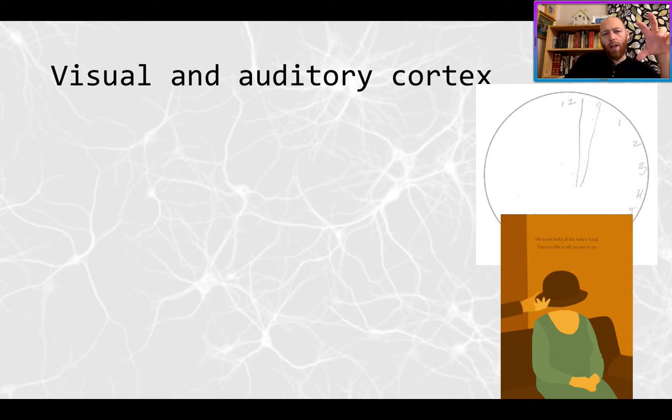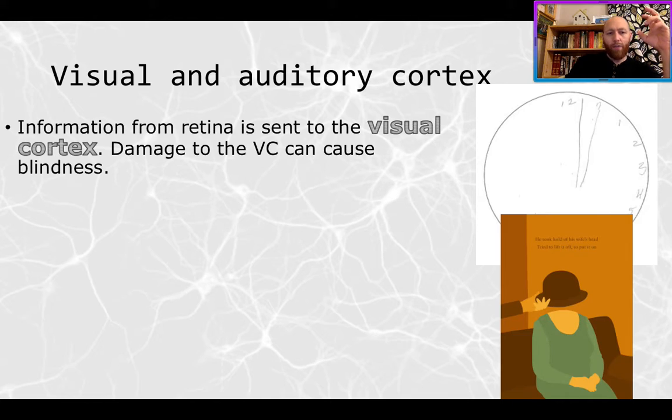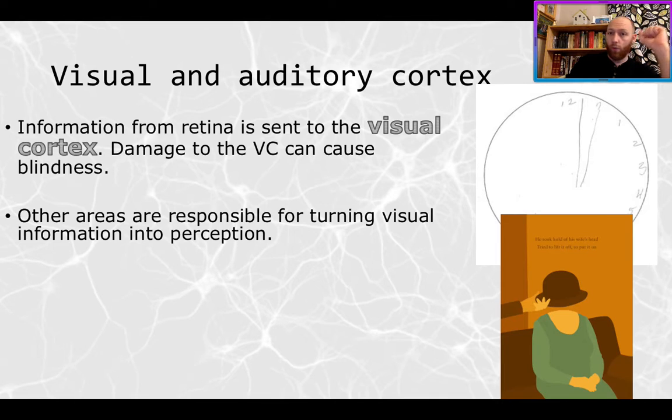So let's look at a specific area of the brain and function: the visual and auditory cortex. Now, information from the retina is sent to the visual cortex. Damage to the visual cortex can cause blindness.